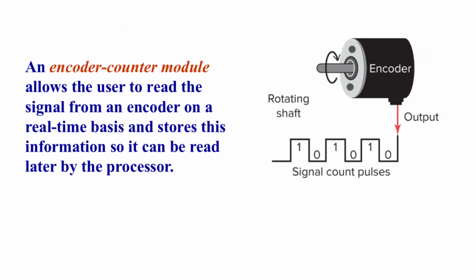An encoder counter module allows the user to read the signal from an encoder on a real-time basis and stores this information, so it can be read later by the processor. An encoder is mainly used for feedback purposes, to know the position and distance measurement in process applications. Encoders convert motion to electrical signal pulses. For example, if a rotary encoder is designed to produce 100 pulses per revolution, each pulse would indicate 3.6 degrees of rotation.